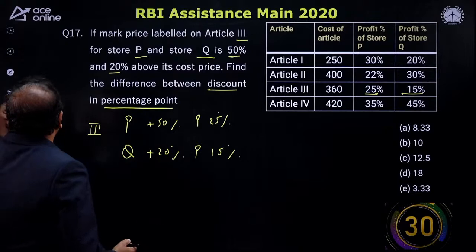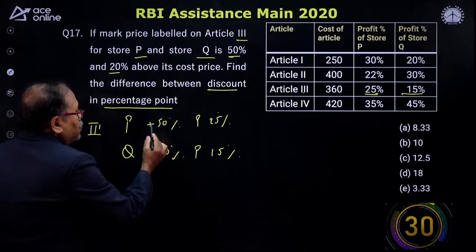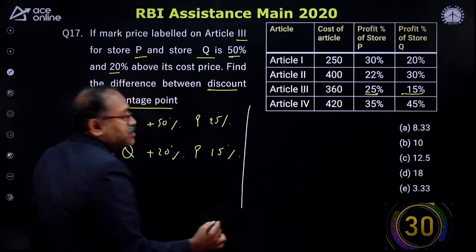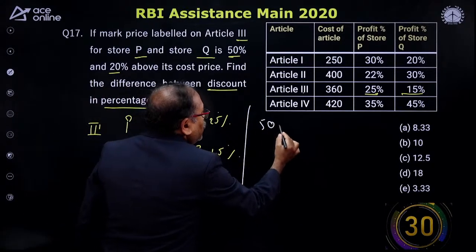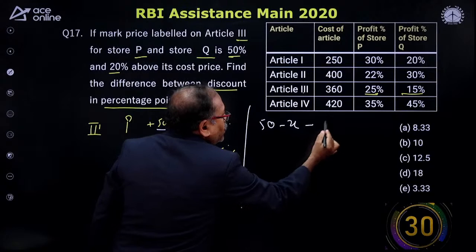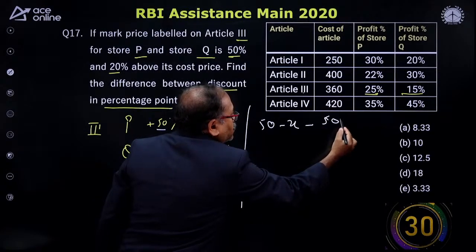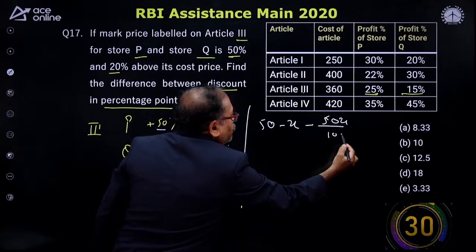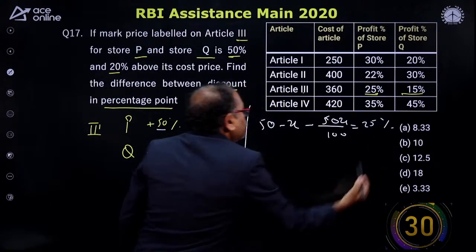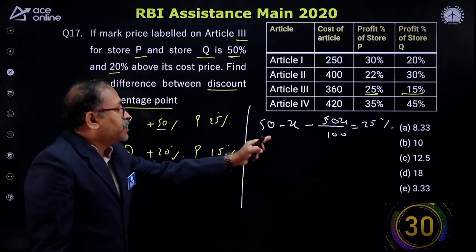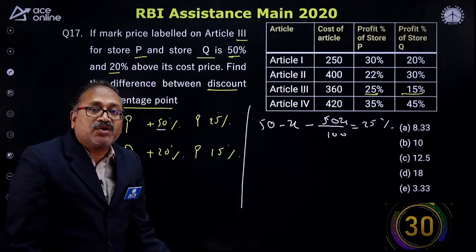So the first one, I will find out the discount. So I know the x plus y plus xy by 100. So it is markup 50% and x% discount. So 50 minus x plus 50x by 100 with a minus sign, which is equal to profit, which is 25%. So can I get the x value? So that x value is nothing but the discount.